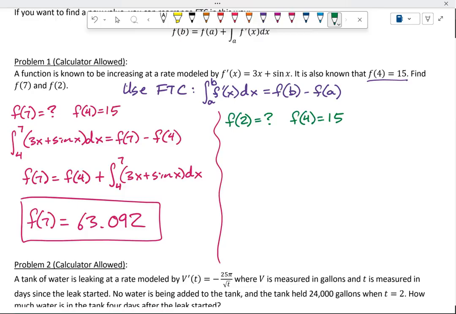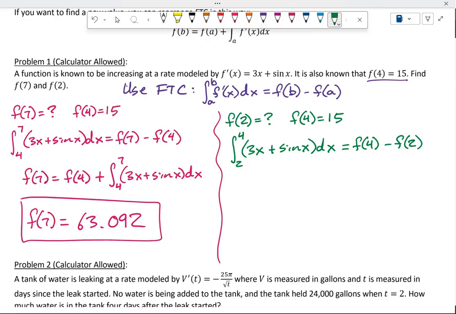All right, so what is our integral? The integral from what? 2 to 4 of 3x plus sine x dx, and what does that equal? F of 4 minus f of 2.